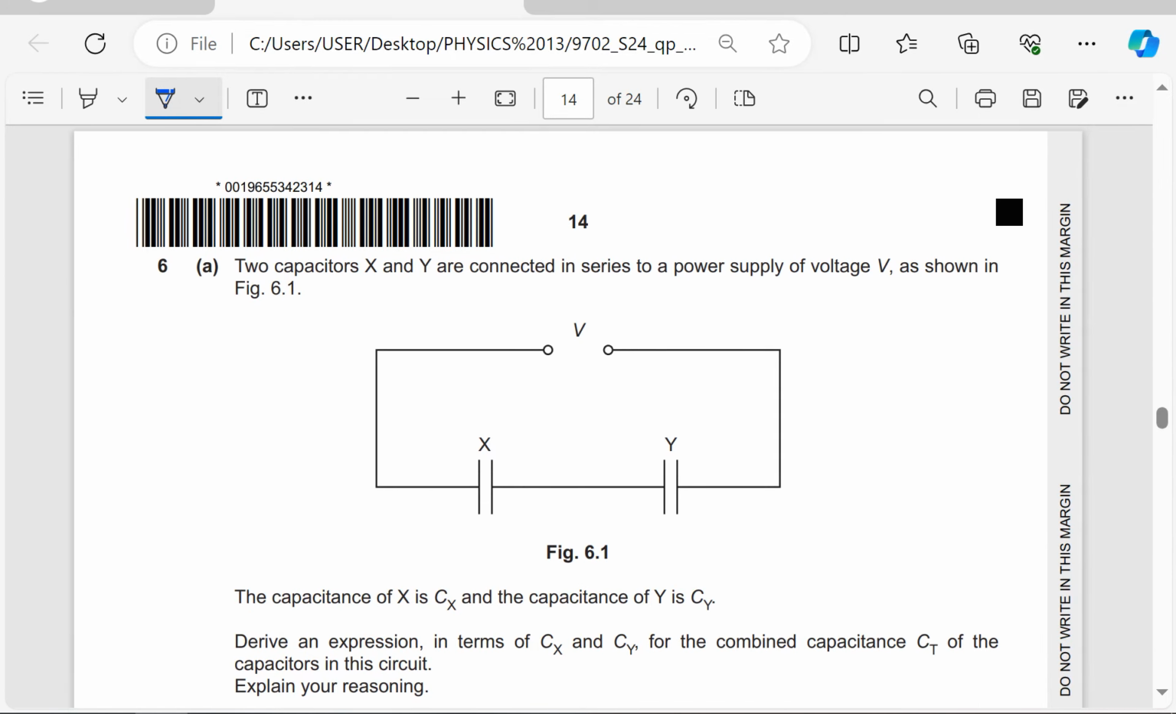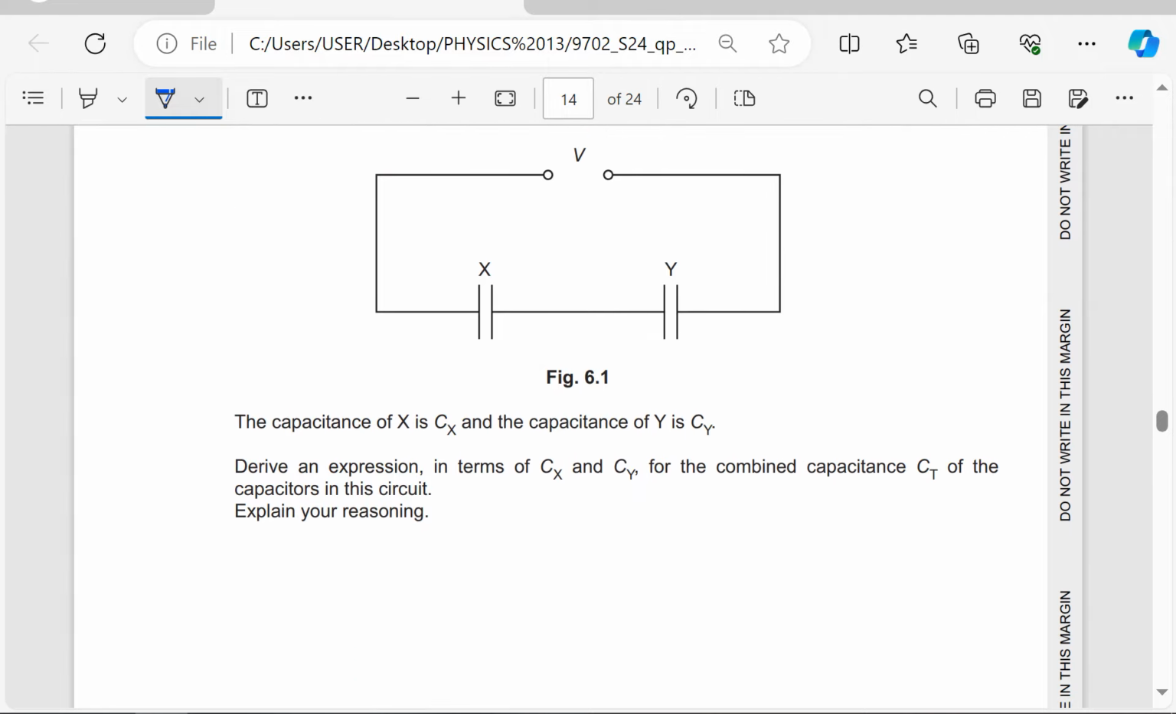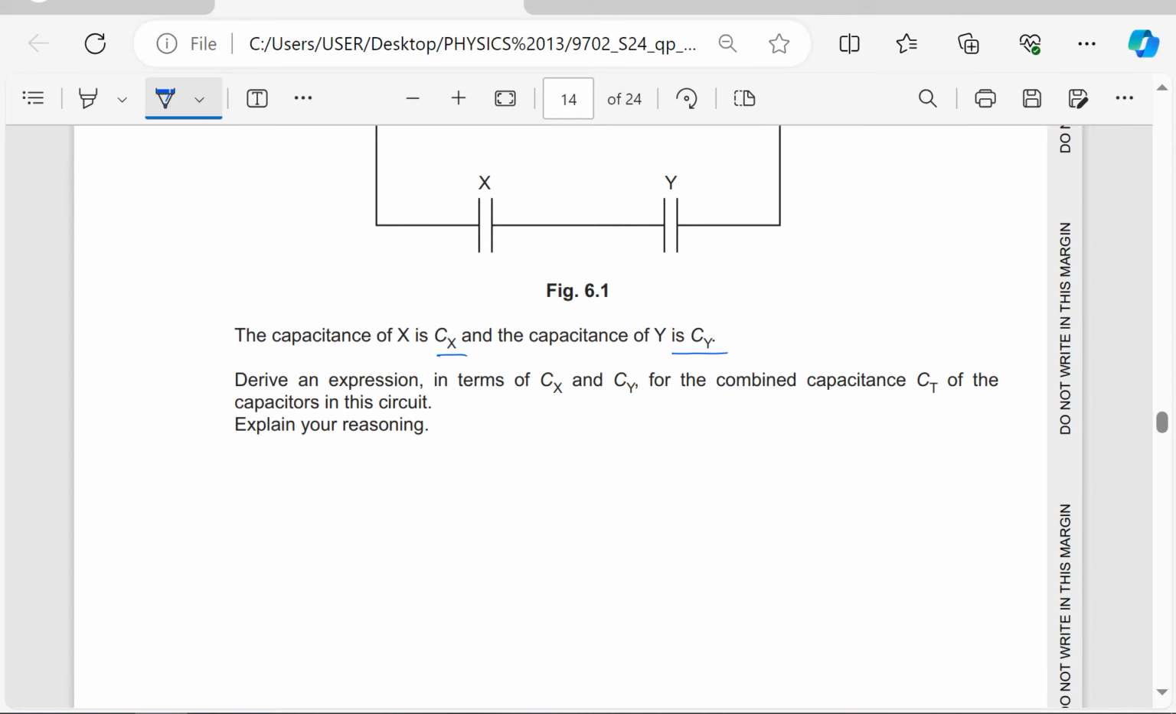Then two capacitors X and Y are connected in series. Remember how we find total capacitance in series, as shown in the figure. The capacitance of X is Cx and the capacitance of Y is Cy. Derive an expression in terms of Cx and Cy for the combined capacitance. Explain your working. That's what people normally forget.